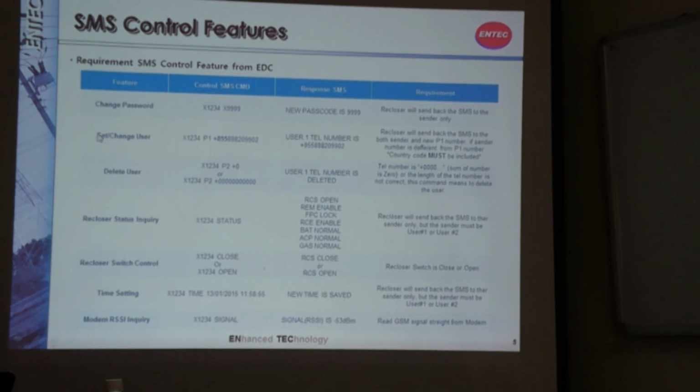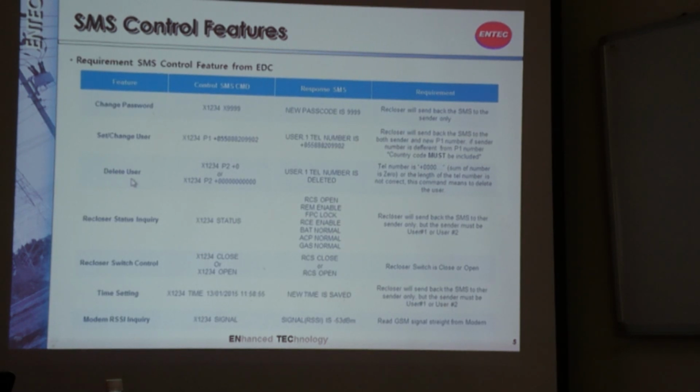You can also change the user by giving the password, and then P1 is user 1, and then you put the number of the user that will be registered in this function. Then when you send this command, you will get a response that the user 1 phone number is this number. So this is how you change the user registered in our SMS function.